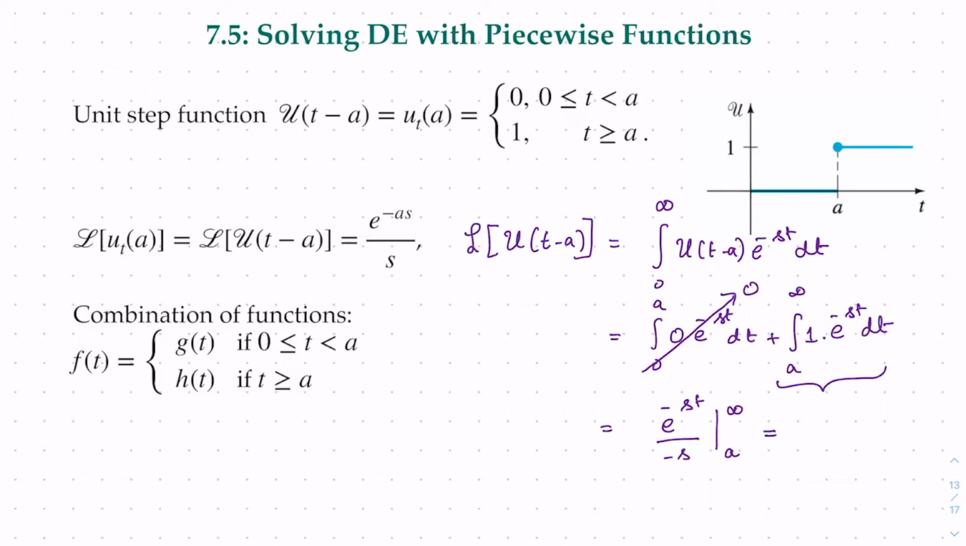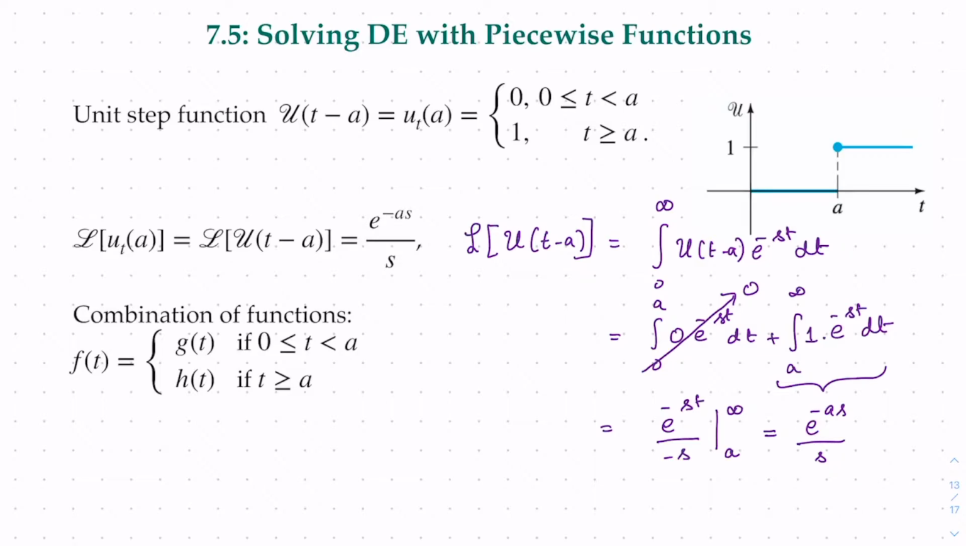And if you plug it in, what you're going to have is e to the negative as over s. After you plug it in, that's what you have, and that's what we have right here. And that's the derivation of the Laplace transform of the unit step function.